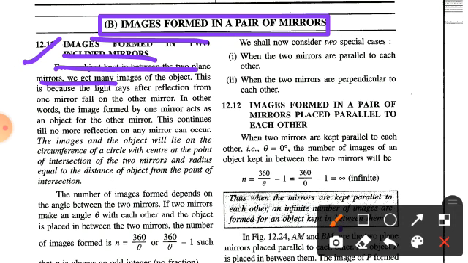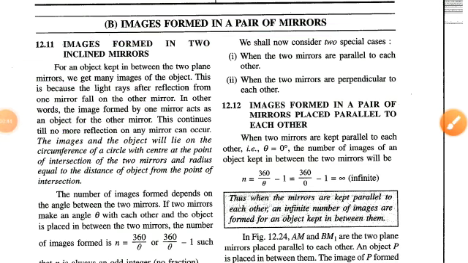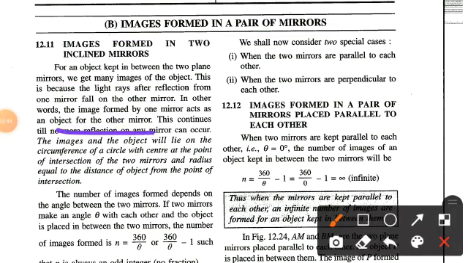This is because the light ray after reflection from one mirror falls on the other mirror. In other words, the image formed by one mirror acts as an object for the other mirror. Clear? And this continues till no more reflection on any mirror can occur.